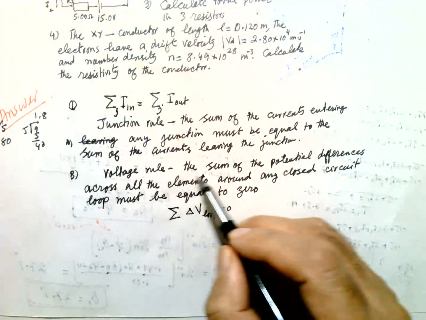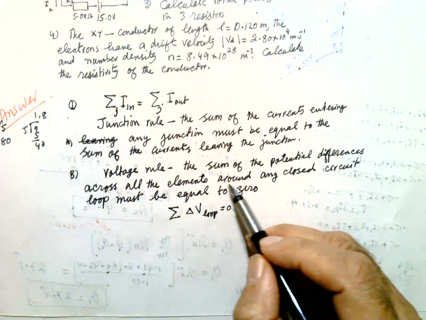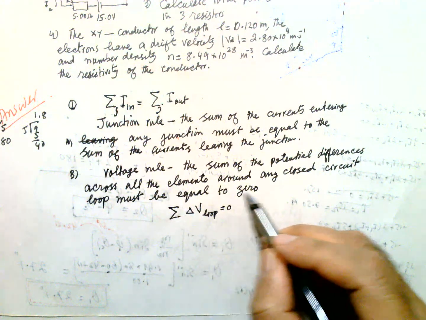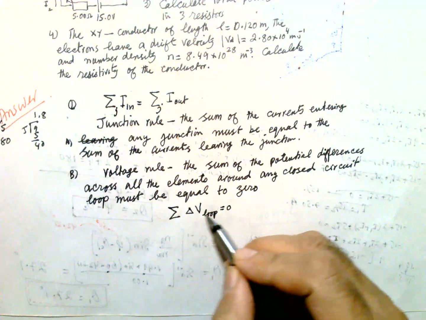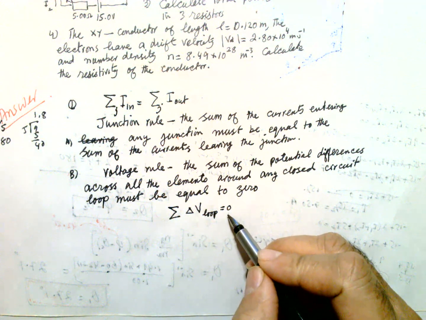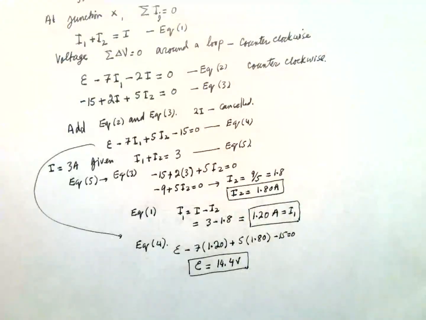Number two, the voltage rule. The sum of the potential differences across all the elements in a closed circuit loop must be equal to zero. So the voltages across all the devices should sum to zero. So this is the first part.